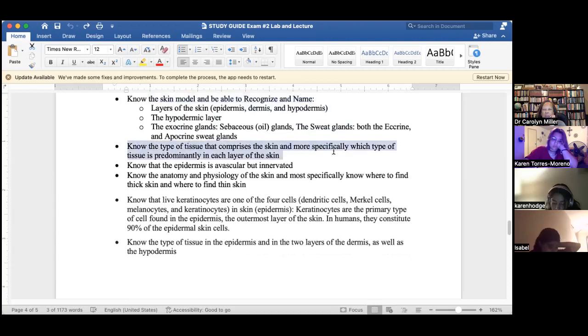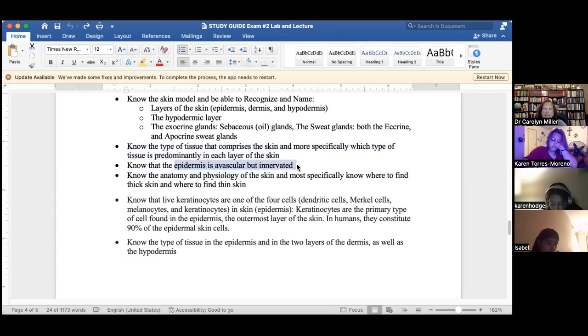Know the type of tissue that comprises the skin, and more specifically, the type of tissue that's predominantly in each layer of skin. So for the epidermis, it's keratinized, stratified squamous epithelium. For the papillary layer, remember it was the little part that pushes up. Here's the epidermis, and then the dermis, top layer, pushes up. So that's the papillary layer. It is loose areolar connective tissue. And then we have the reticular layer of the dermis, which is dense irregular connective tissue. And then we have the hypodermis, which is mostly adipose.